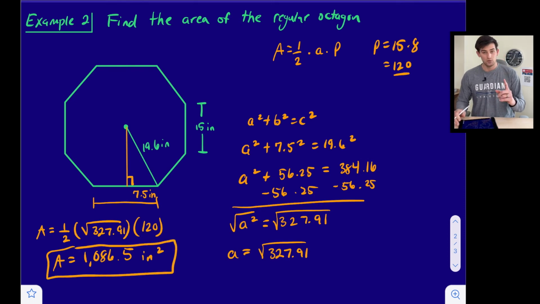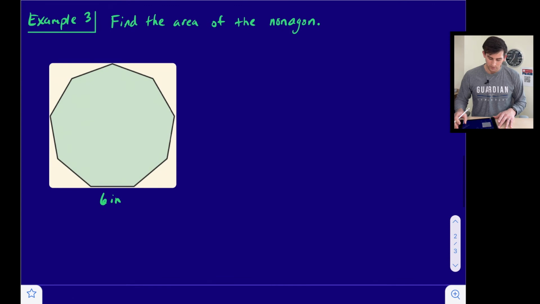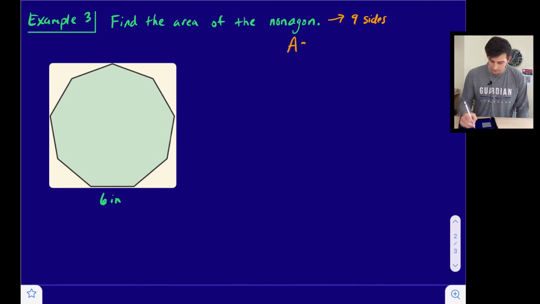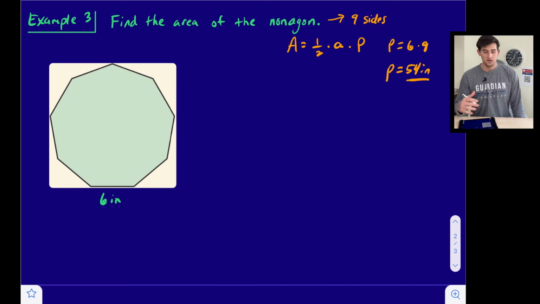Okay, let's look at one more example. All right, now we want to find the area of the nonagon, right? Nonagon, remember, is 9 sides. Okay. All right, and all we're given here is that one of our sides is 6 inches. So if our area formula is 1/2 times the apothem times our perimeter, we can go ahead and find perimeter. We know that perimeter would be 6 times 9 because we have 9 sides. So our perimeter is 54 inches. So we can save that information for later.